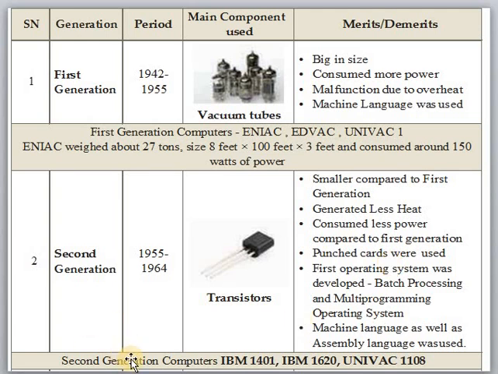Some of the second generation computers are IBM 1401, IBM 1620 and UNIVAC 1108. These are some of the computers which were developed during the second generation.